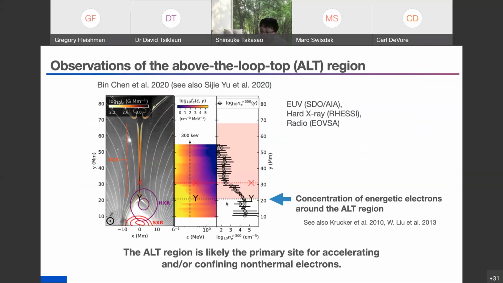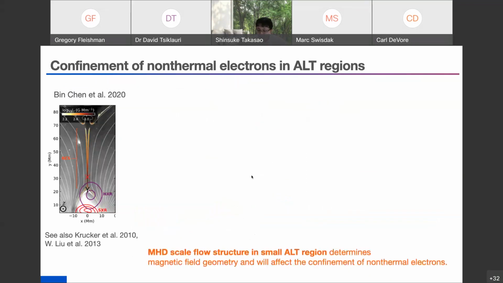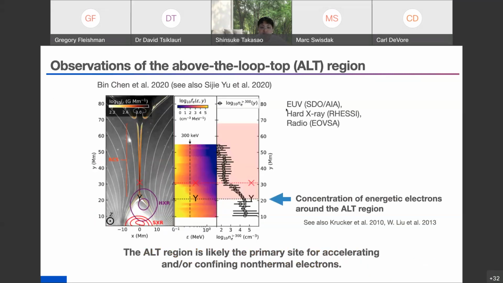As I said, the observations of ALT regions are very difficult because they are much fainter than the foot point sources. But there are considerable efforts. Here I show one of the successful observations of the rooftop sources. This is coordinated observations among the EUV, hard X-ray and radio observations.